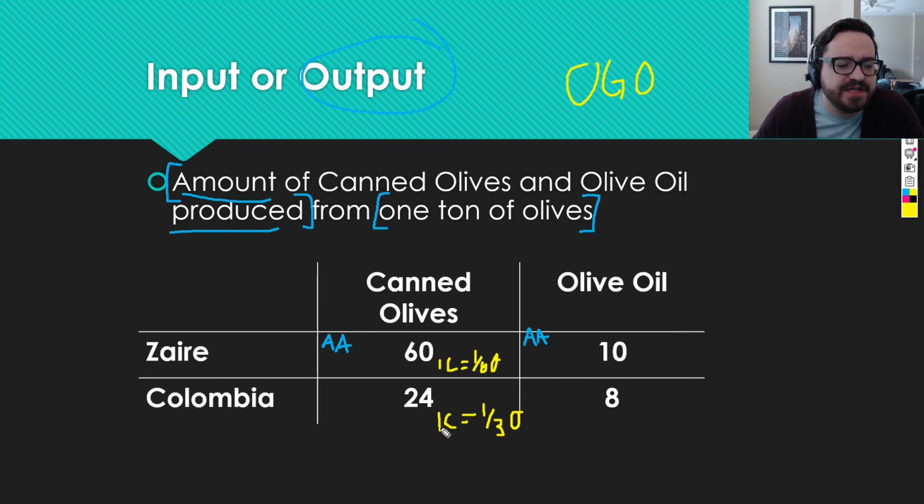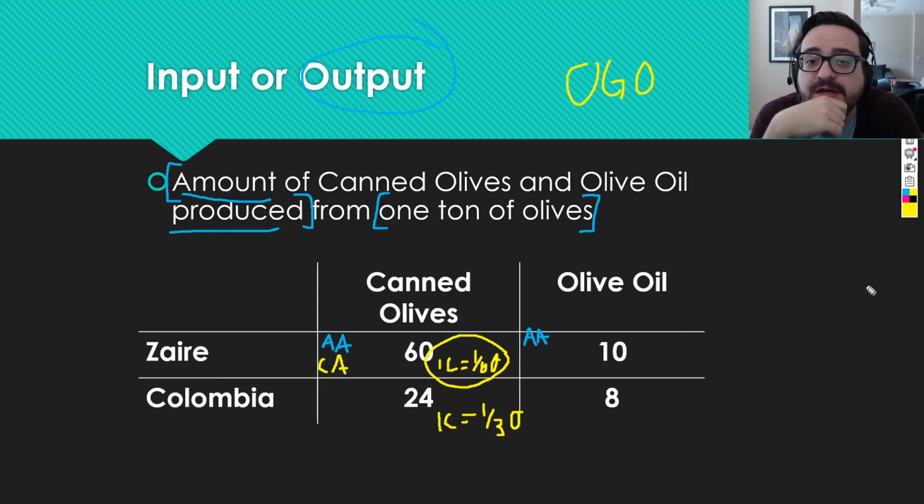So, the opportunity cost of 1 thing of canned olives for Colombia is a third of a thing of olive oil. The opportunity cost of 1 thing of canned olives for Zaire is a sixth of a thing of olive oil. So I already know that Zaire has the comparative advantage in canned olives. So quick question, class. I haven't done any of the olive oil work yet. Can I already tell who's going to have the comparative advantage in olive oil? Yes, I can. Remember, I mentioned those hints before, where they're reciprocals, and you cannot have the comparative advantage in both. Meaning, if Zaire has the comparative advantage in canned olives, I can already tell you Colombia has it for olive oil.